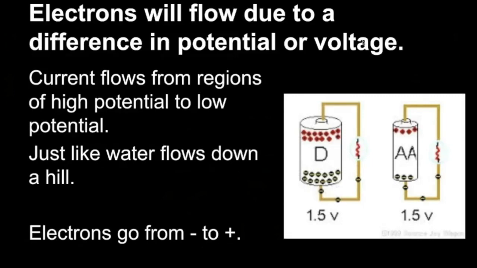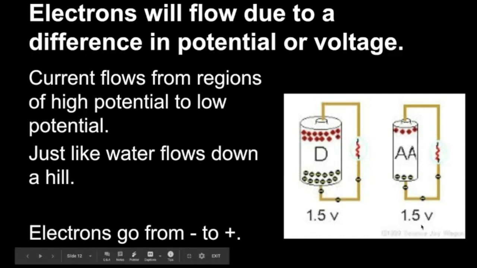But electrons, why do they flow in the first place? So let's say we have two batteries here. Okay, both of these are 1.5 volts. All the batteries you buy at the store that are AAs or single A batteries, or C batteries, or D batteries, the ones that look like this, they're all 1.5 volts.